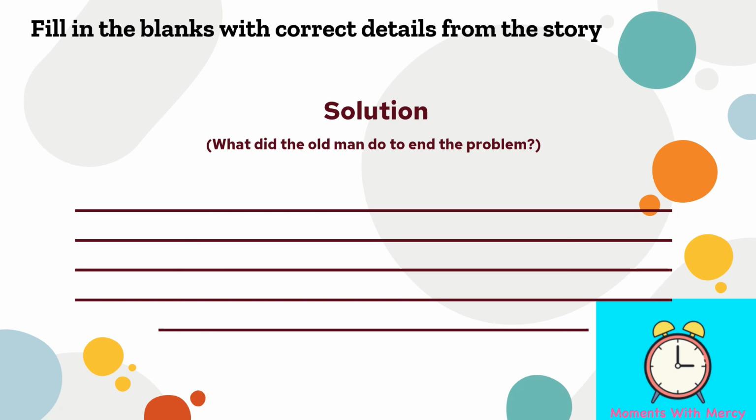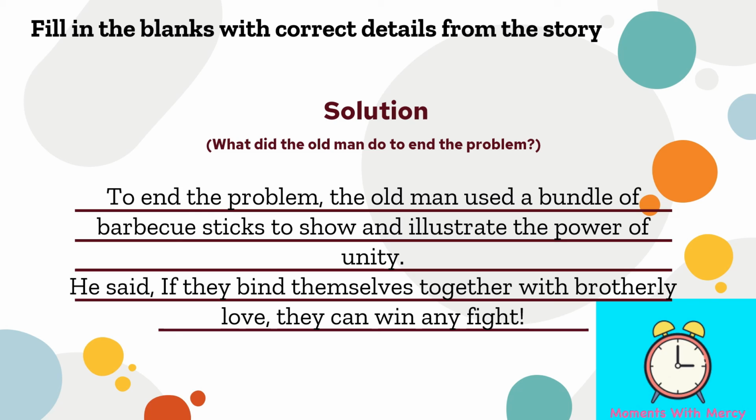Next, solution. What did the old man do to end the problem? Type now your answer. Given the problem, the old man used a bundle of barbecue sticks to show and illustrate the power of unity. He said, if they bind themselves together with brotherly love, they can win any fight. If your answer is similar with this, very good.